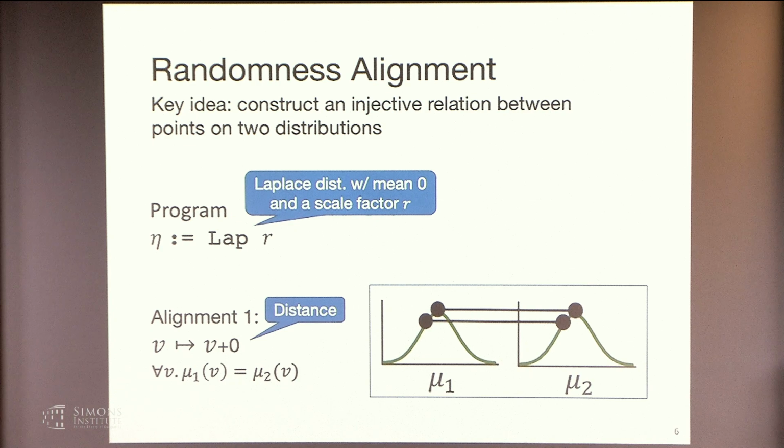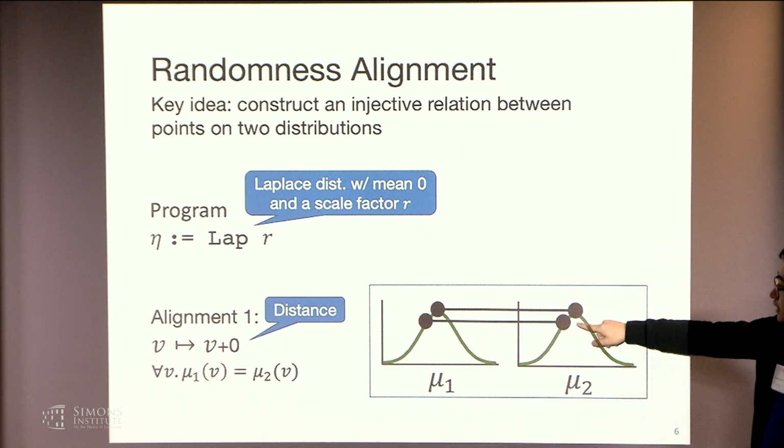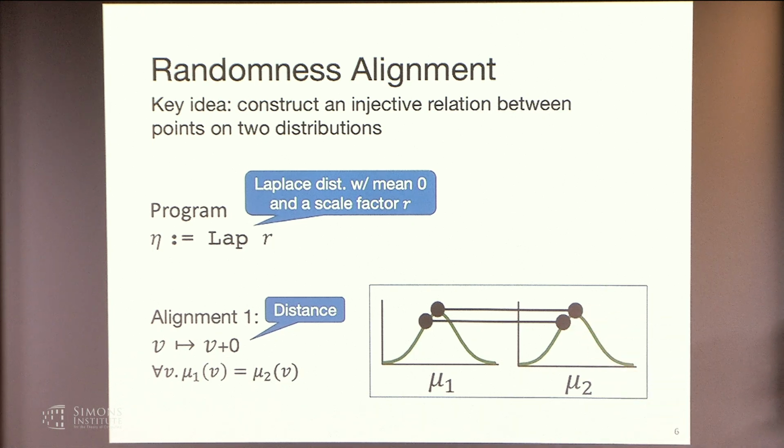I do that by creating an injective function. If you give me any point on the left, the function will give you a unique point on the right, so we require it to be injective. To see how that works, let's consider a Laplace mechanism. I just draw a Laplace noise and release it. There's no secret, no private data, so it should be zero private, right?